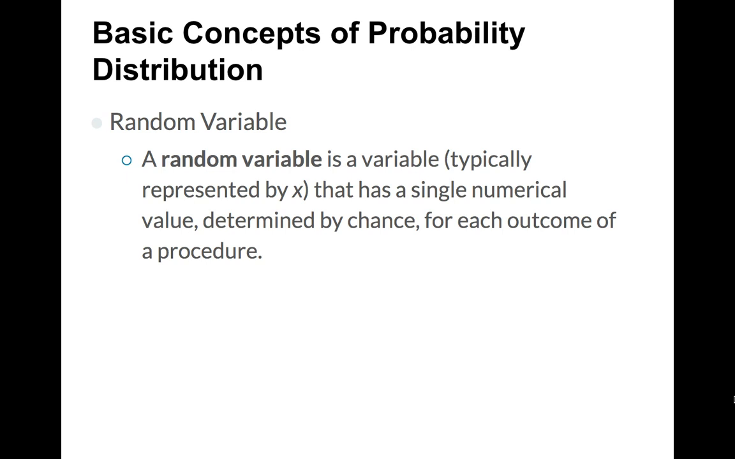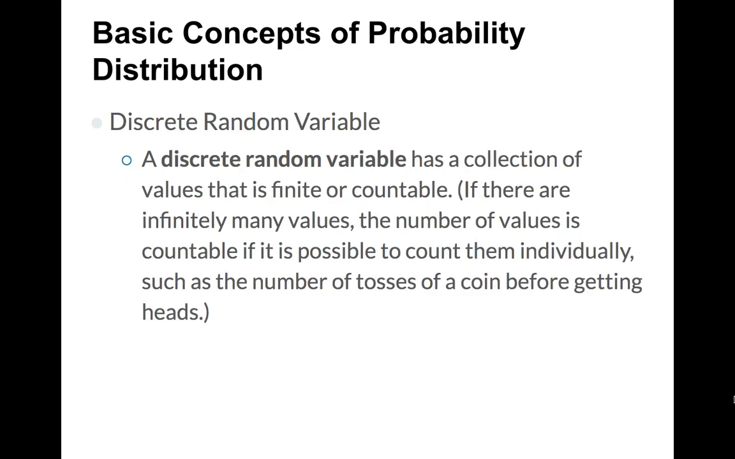Now, just like data, there are two different types of random variables, and they have the same classifications. A discrete random variable is a collection of values that is finite or countable. If there are infinitely many values, we say that something is countable if you can individually number them. That would go on forever, but you could do it. So it's just like discrete data, it's got jumps, like the number of things. The example here is the number of tosses of a coin, which is a discrete random variable.